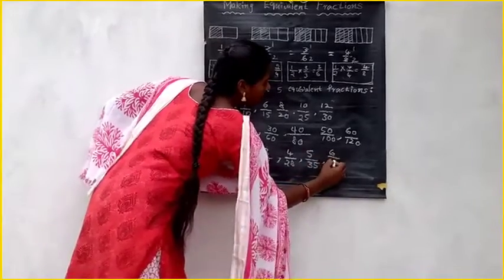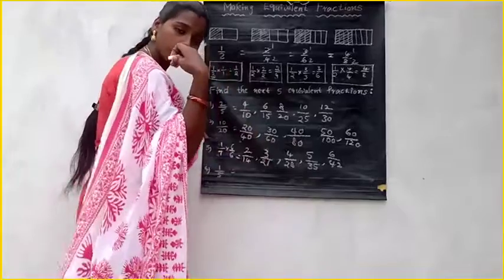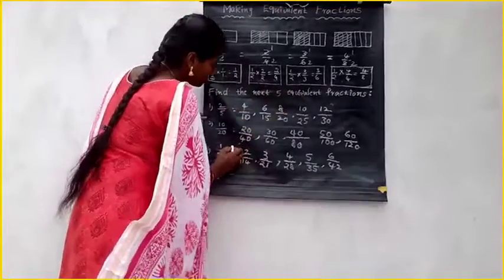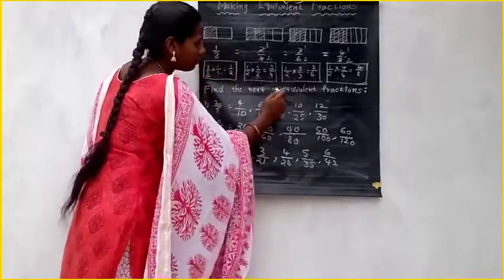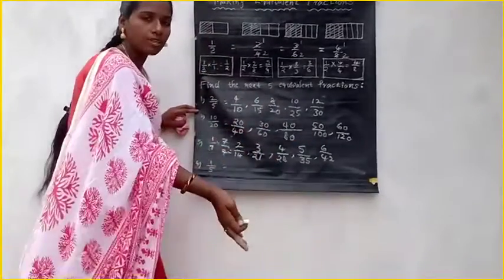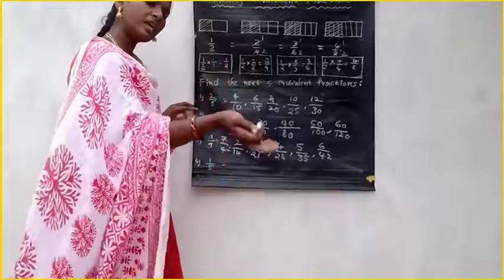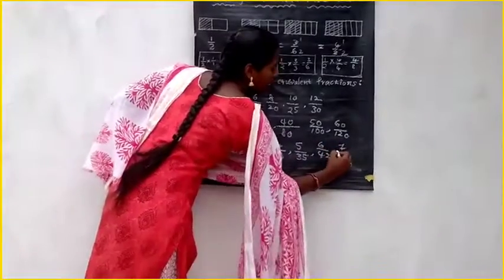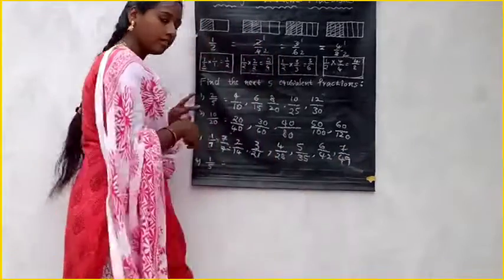So 6 by 42. If you want to make more, means you can multiply with 7 by 7. Here I have written up to only 5. So if you want a sixth equivalent fraction, means also you can multiply with the same number, with the next same number. 7 1s are 7 and 7 7s are 49. Like this.